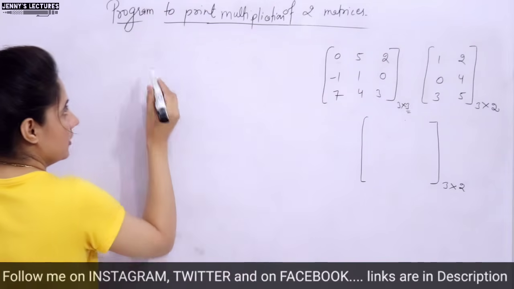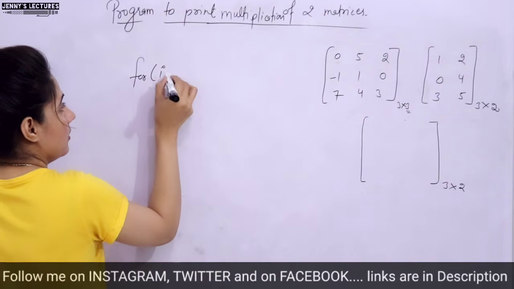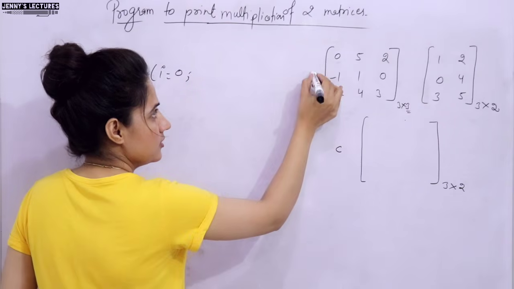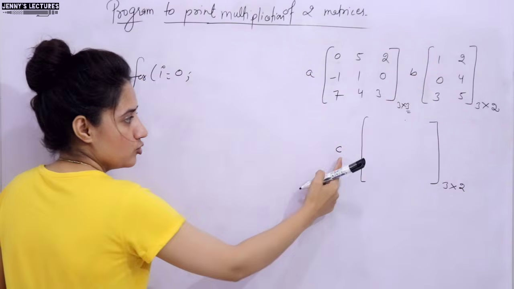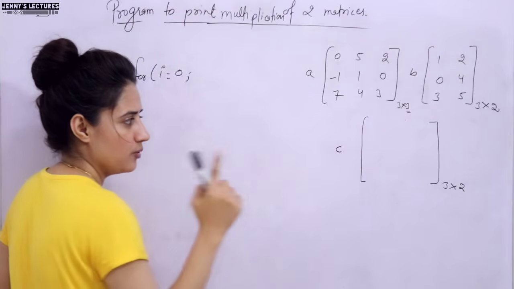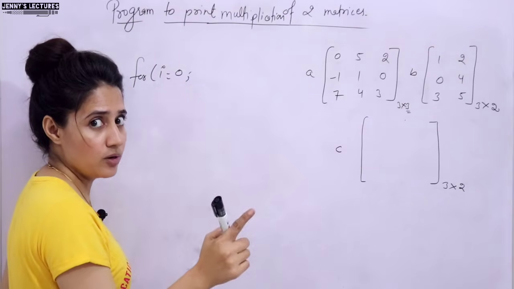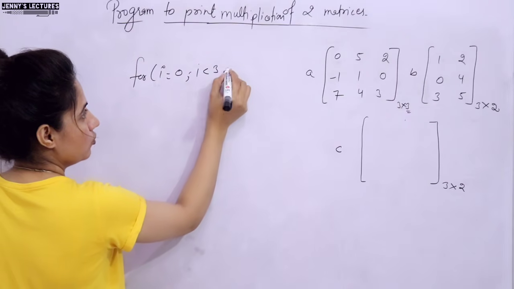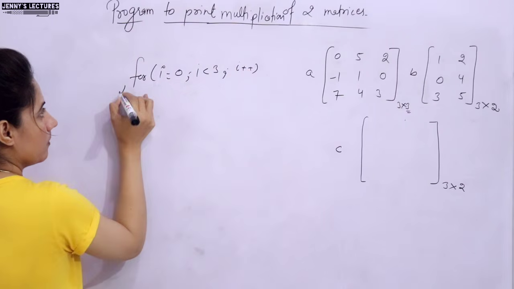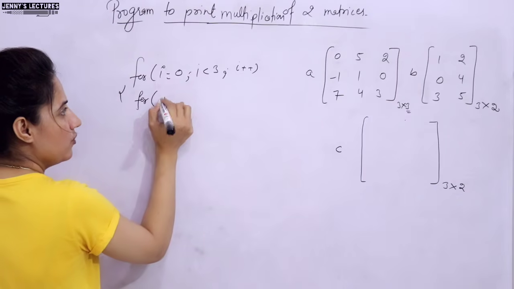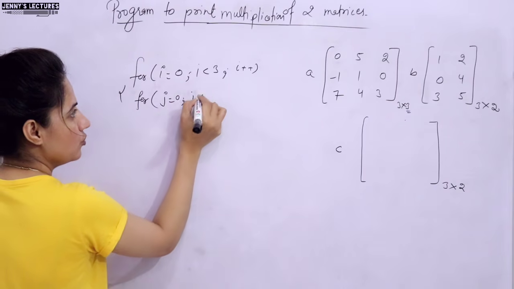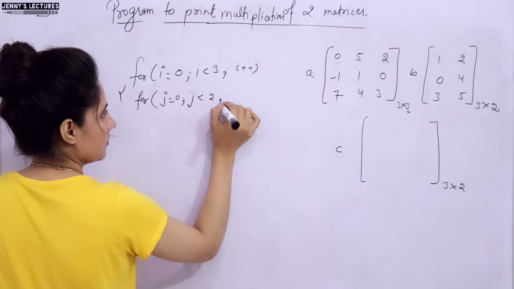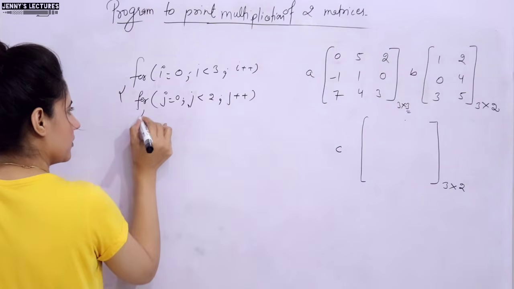Now see the logic here. I is 0. The resultant matrix is, suppose, C, this is A, this is B. So the dimension for C is 3 into 2, meaning 3 rows and 2 columns. So the outer loop would be for the number of rows, that would be from 0 to 3. The inner loop would be for the number of columns, so that should run from 0 to 2, because here we will have 2 columns. So J plus plus, right?